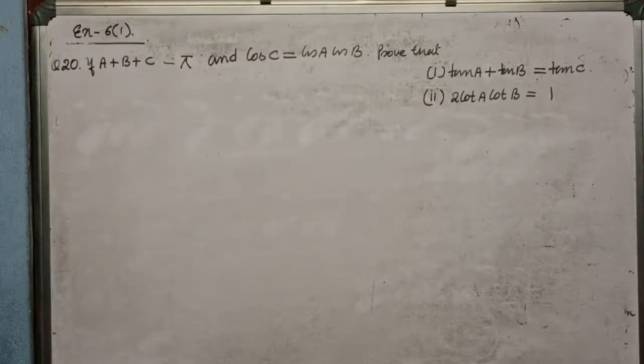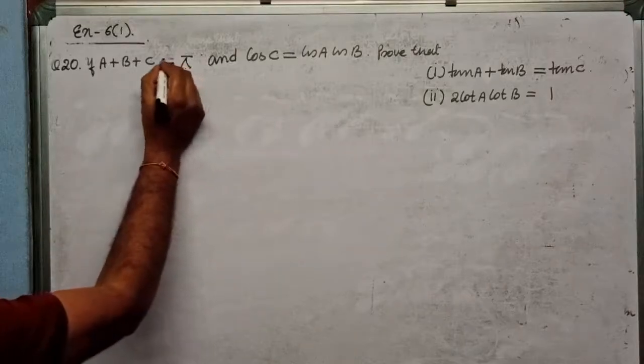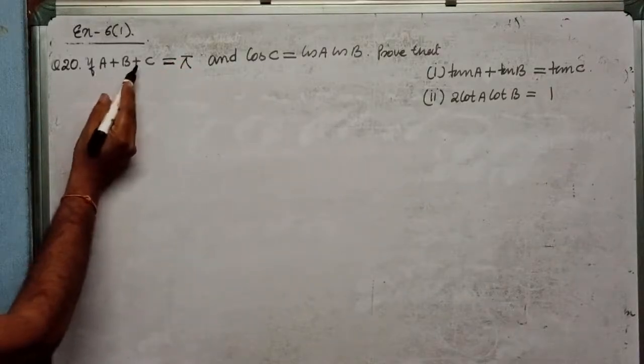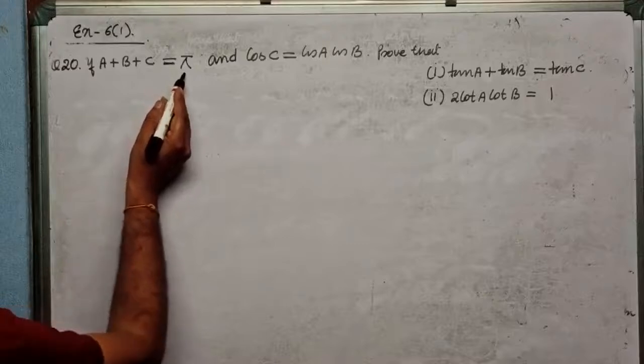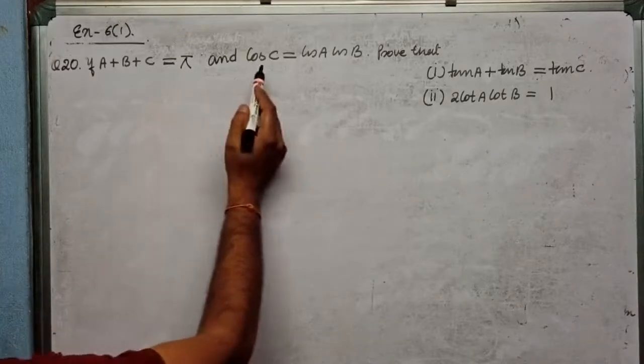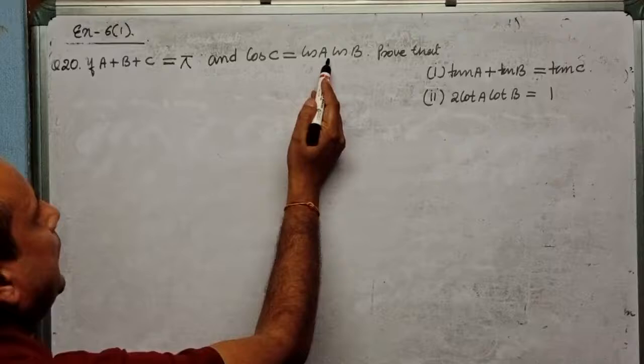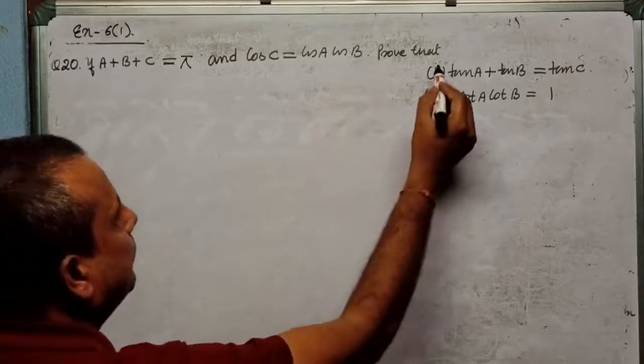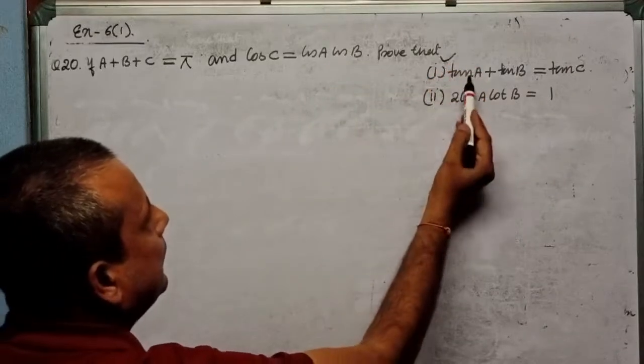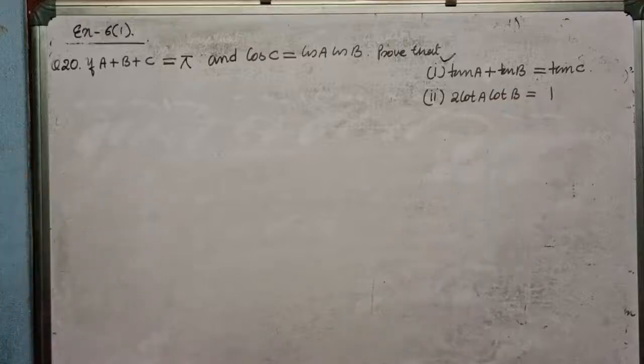The student, this one is very important question. Now the given quantities are over here. If a plus b plus c is equals to pi means 180 degree, and cos c is equals to cos a into cos b, prove that. The first identity I'll prove, tan a plus tan b is equals to tan c.